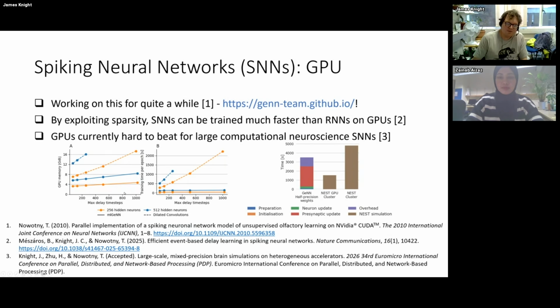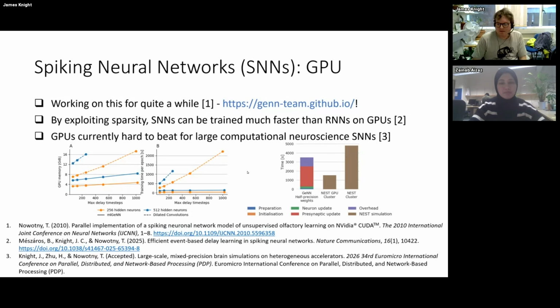Here on the left, we've got some slides from a recent paper, and basically the dotted lines are training spiking neural networks as if they were normal RNNs using PyTorch, and the solid lines are using our tools. You can see that both GPU memory on the left and training time grow much more quickly if you ignore the sparsity and treat spiking neural networks as RNNs. So there are some real savings to be made here, even on GPUs.